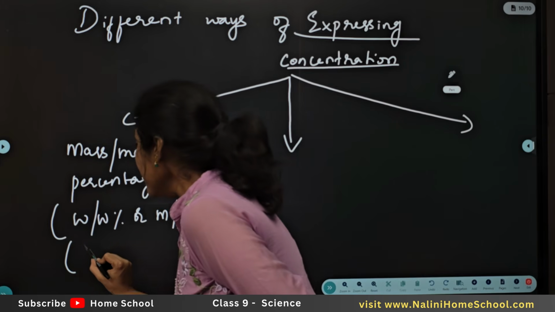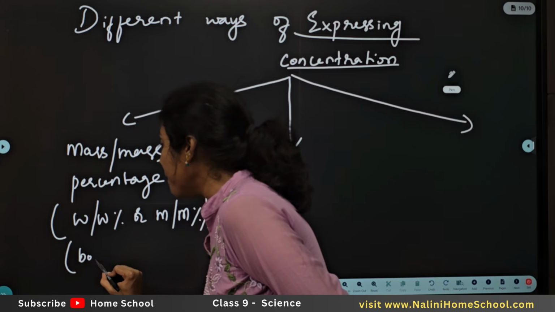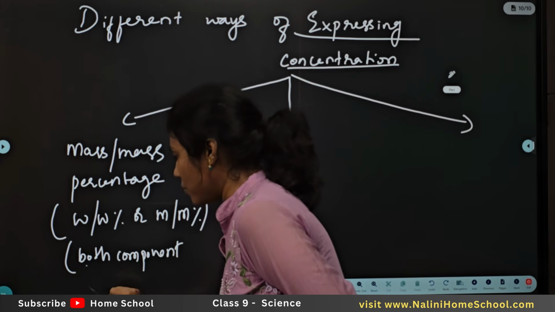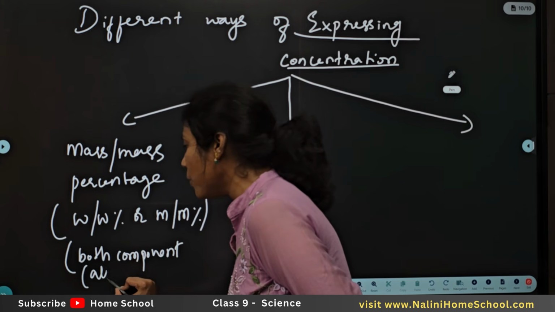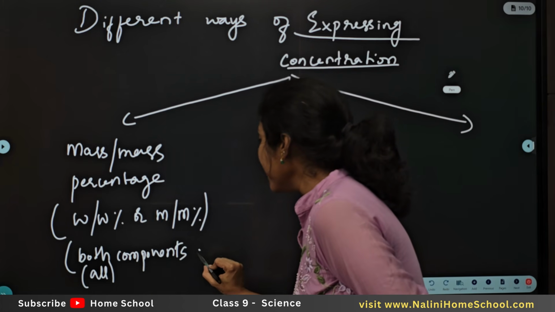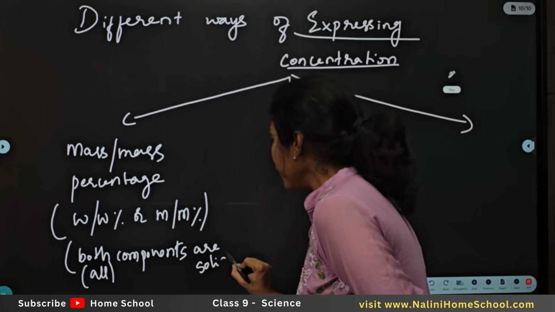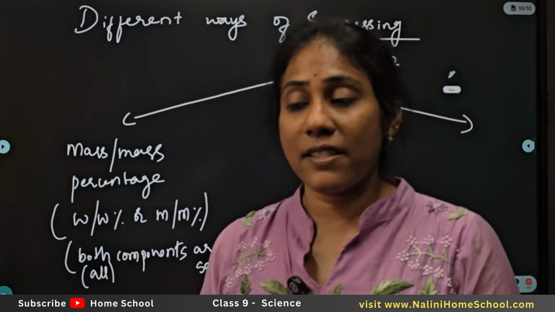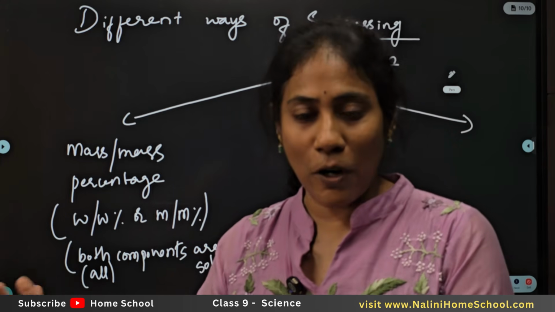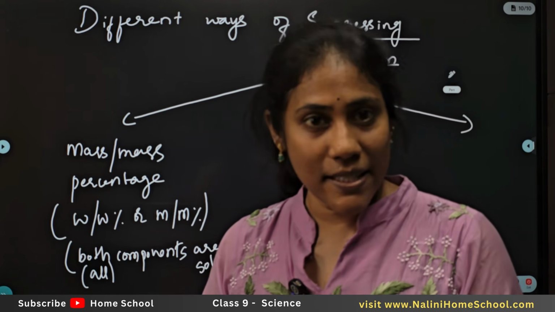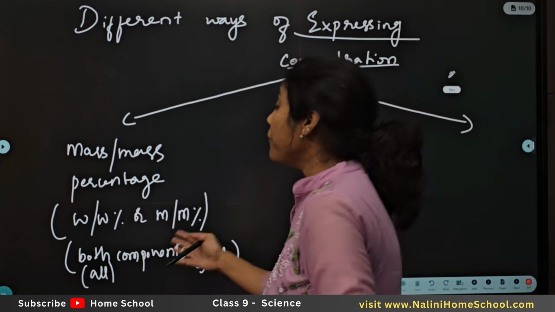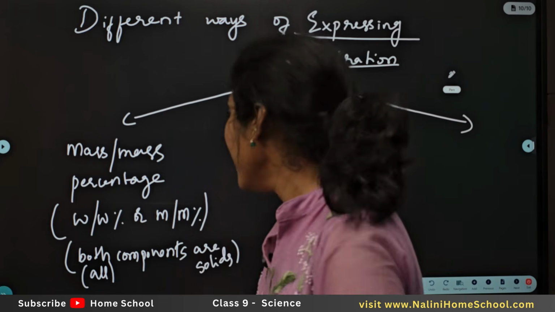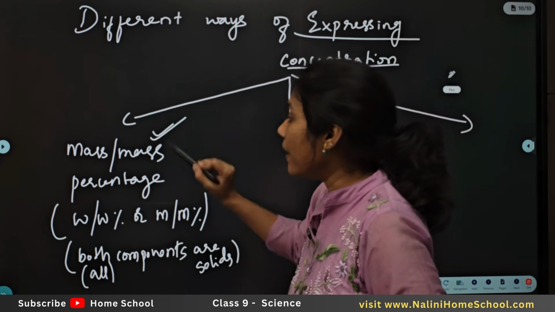You know, when the solution has both components solids. If a solution has all components, it can be two components or more than two components. If all components are solid, two or three solids got mixed up with each other, some solids less amount, some solid more amount, at that point of time, if you want to know how much of solute is present in the total amount of solution, then this concentration term is used.